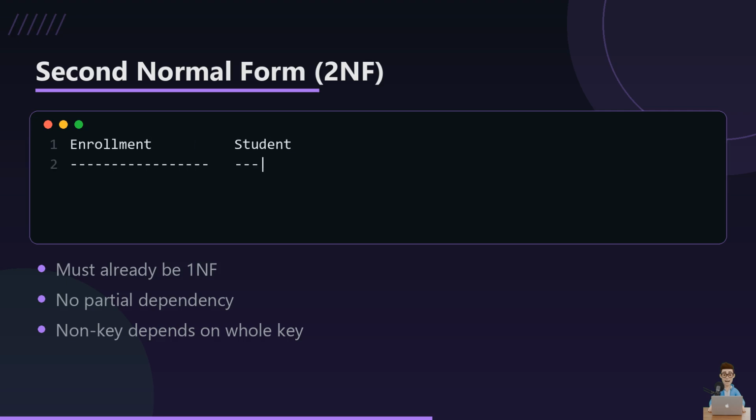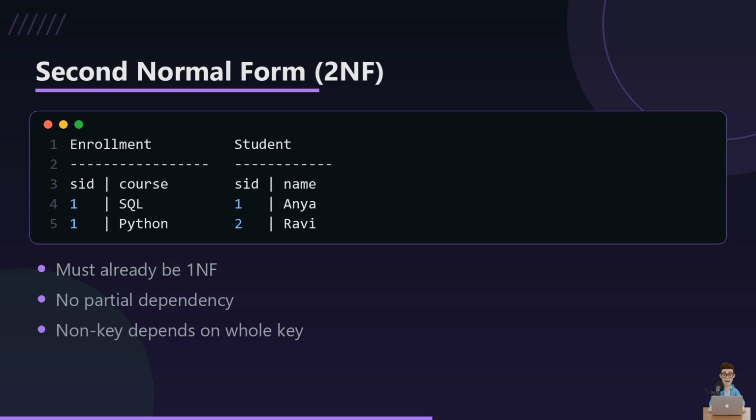Second normal form kicks in when your key is made of two columns. The rule, every other column must depend on the whole key, not just part of it. The student's name depends only on the student ID, not the course, so it does not belong in the enrollment table. Here's the fix, pull name into its own student table. In short, if a column only needs half the key, it belongs somewhere else.